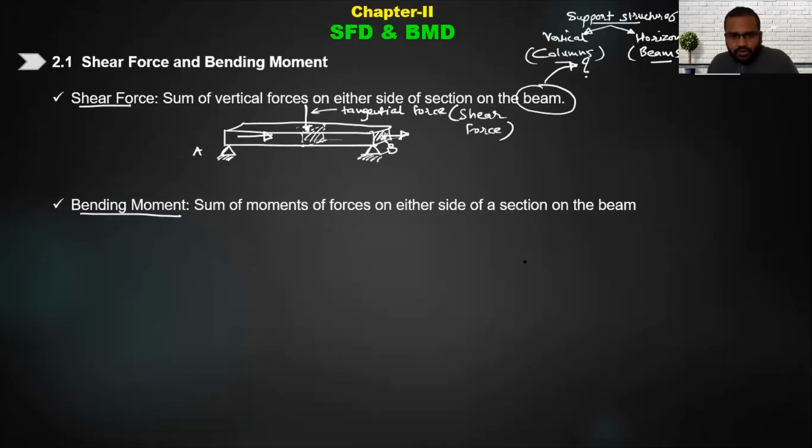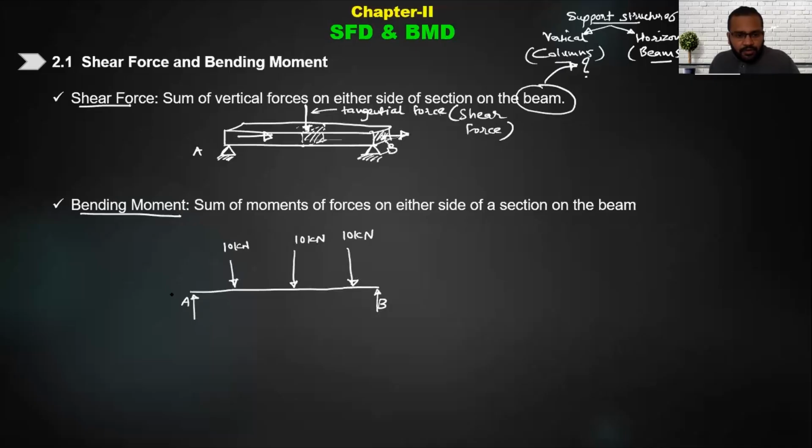Okay, so now again I am having another example. Let's say this is A, this is B. I have forces like this, let's say 10 kilonewton here, and 10 kilonewton here. And we have the beam simply supported.